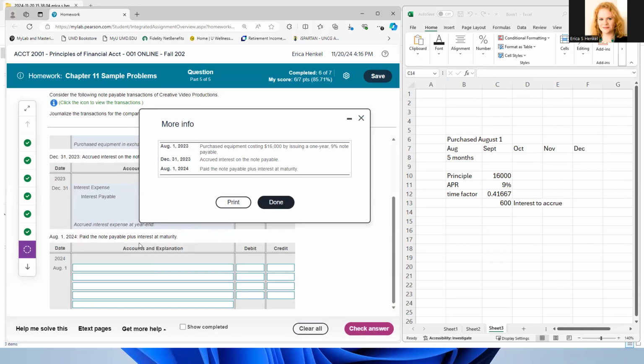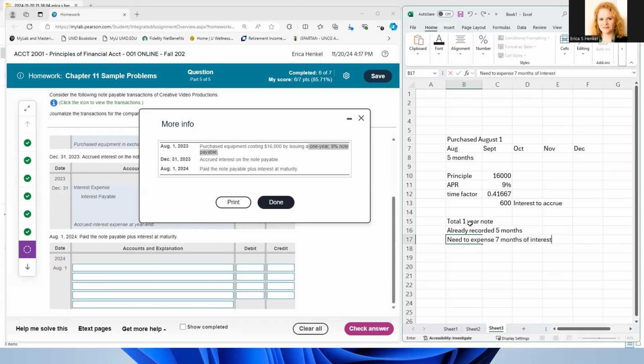And then on August 1st of the following year, so this was a 1-year note, right? We've already recorded 5 months of interest. We need to expense the remaining 7 months of interest, okay? So that is what we recorded at the beginning. I'm just going to grab this and copy and paste it right down here. And then I'm going to calculate this for the remaining 7/12 instead. So that means we are going to record an additional $840 worth of interest.